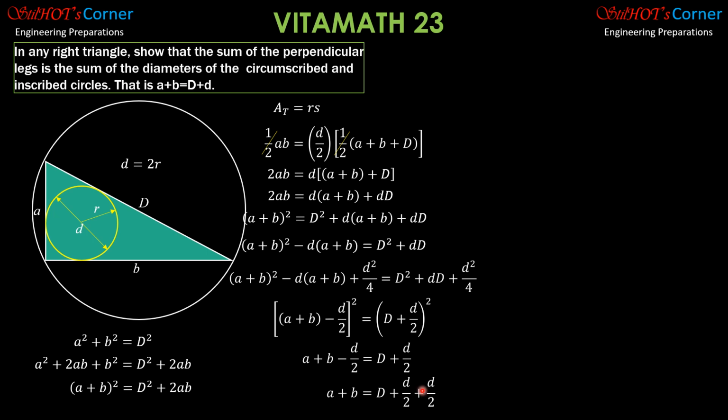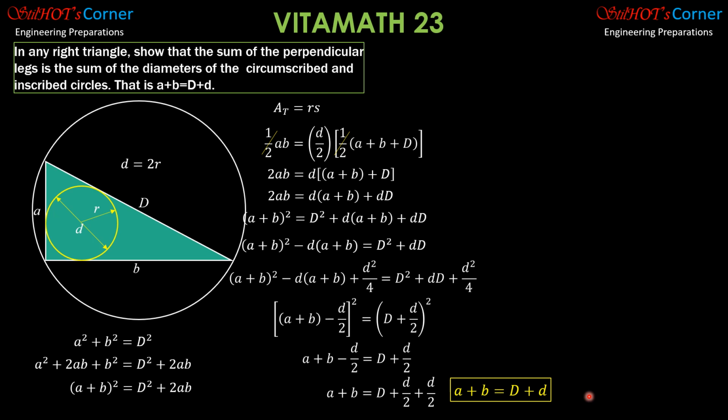Finally, we have shown that indeed the sum of the perpendicular legs of a right triangle, a plus b, is equal to the sum of the diameter circumscribing the right triangle and the diameter that is inscribed in the same right triangle. So that is a plus b equals capital D plus small d.